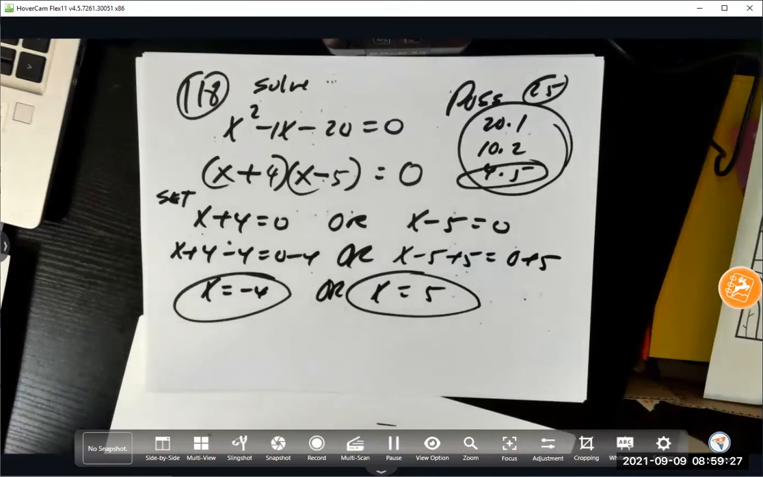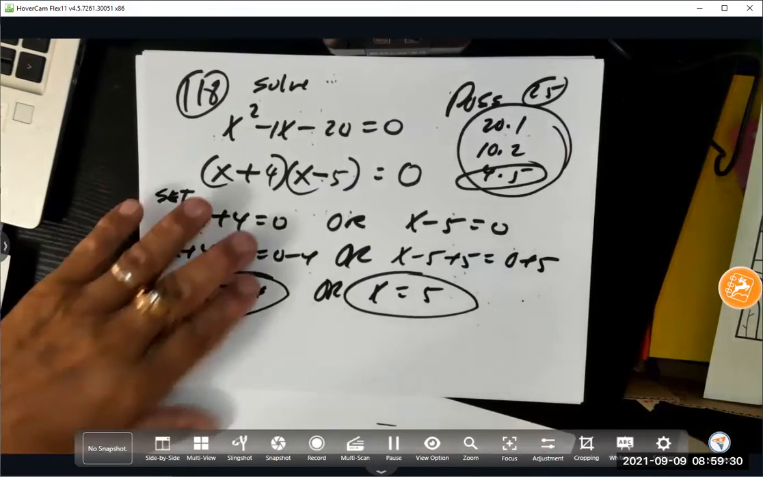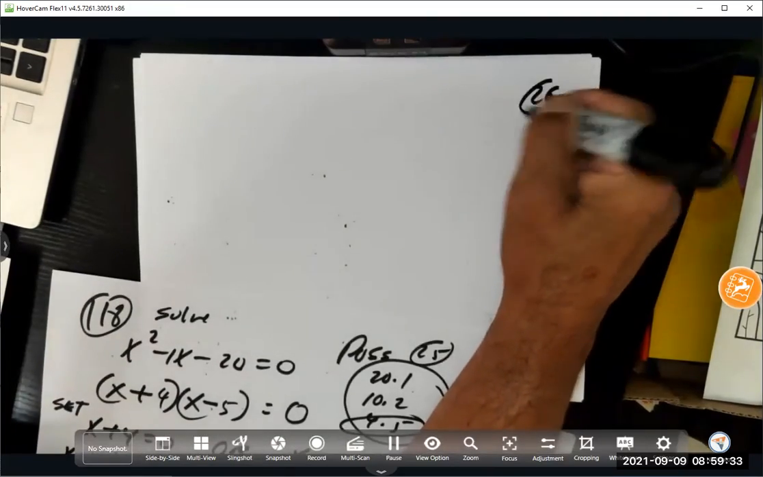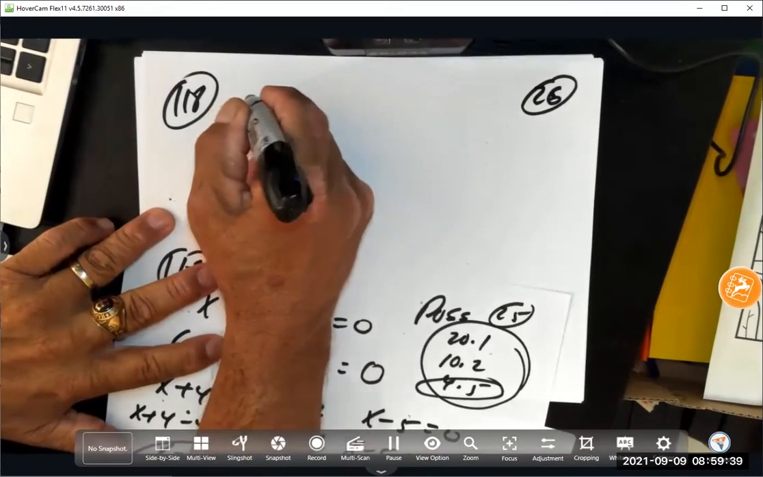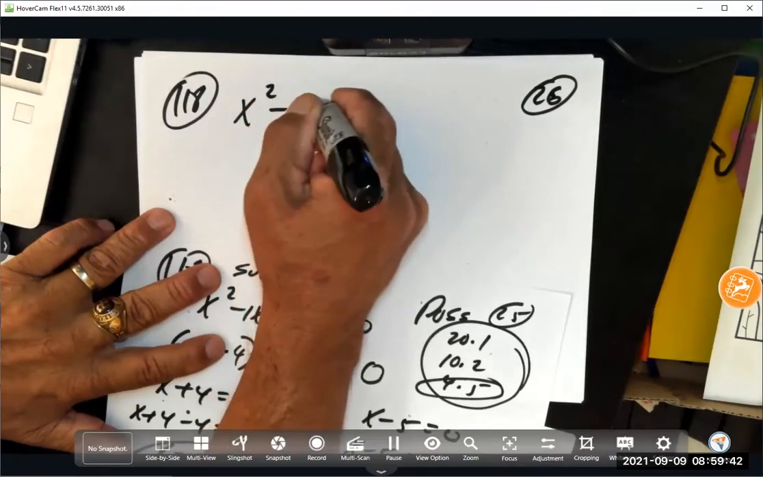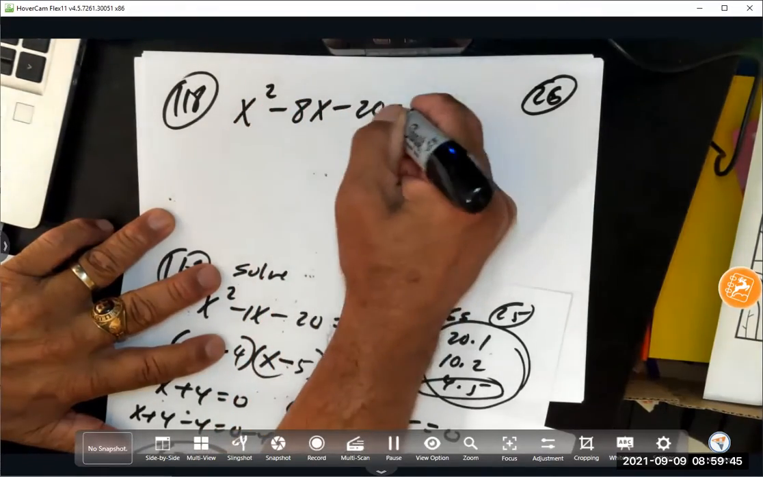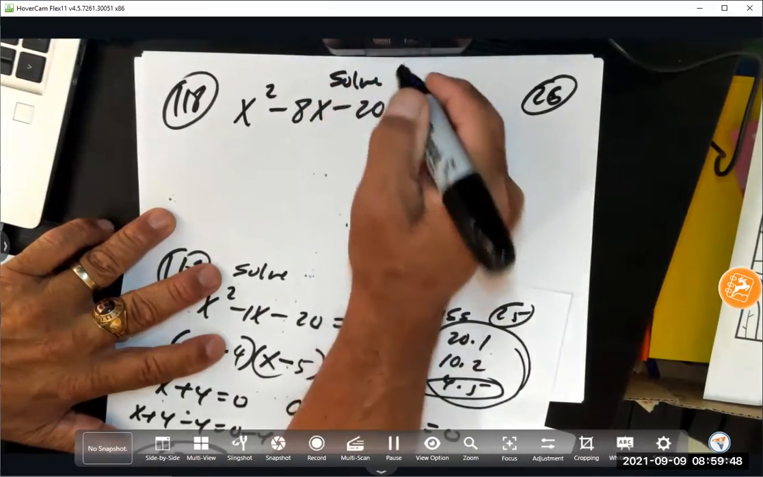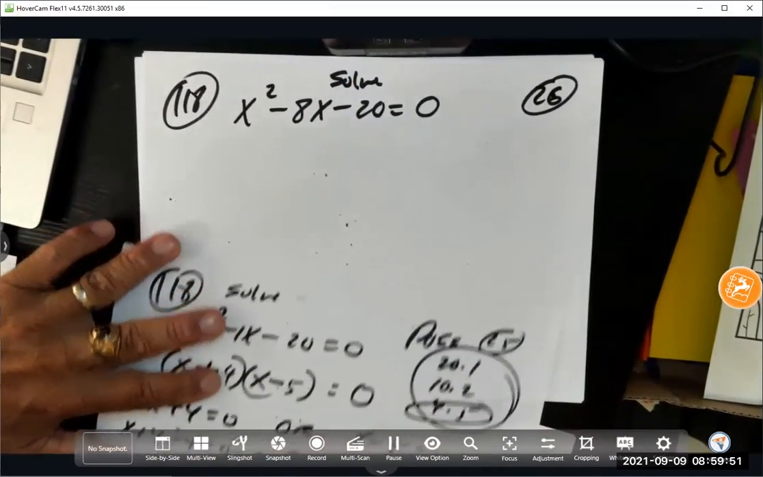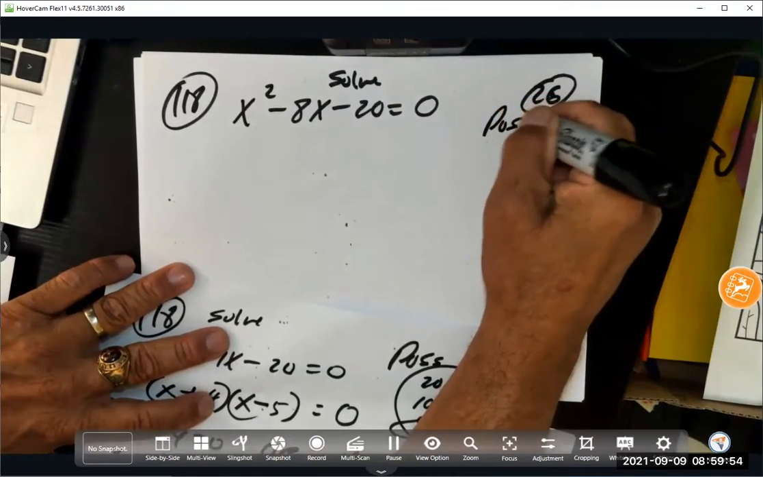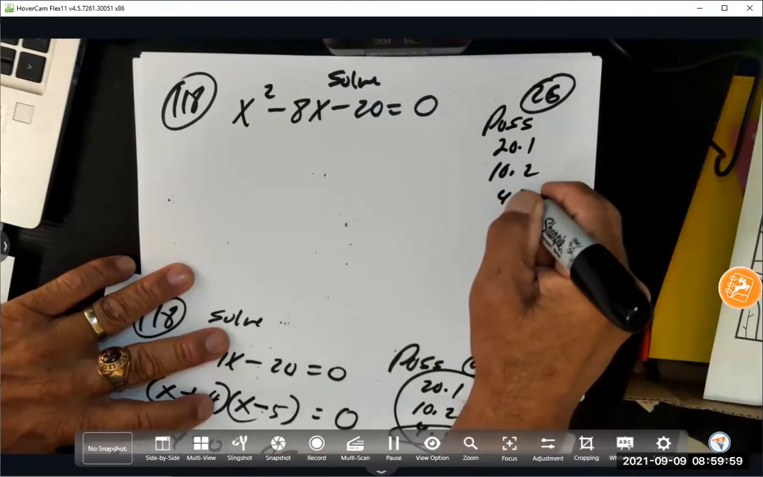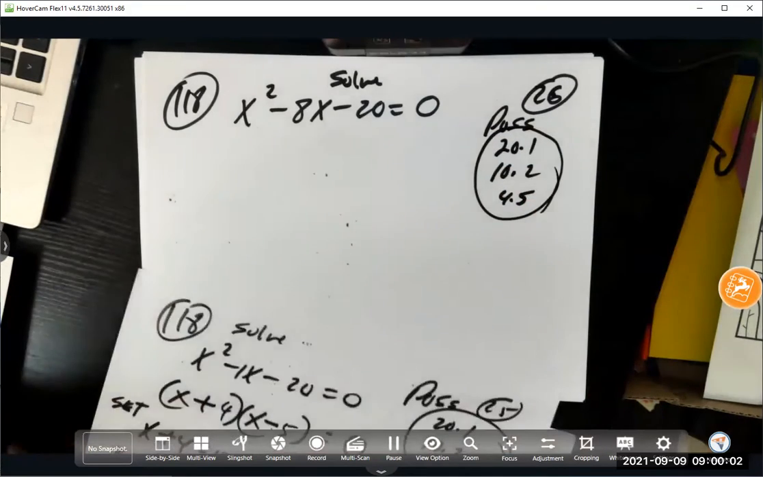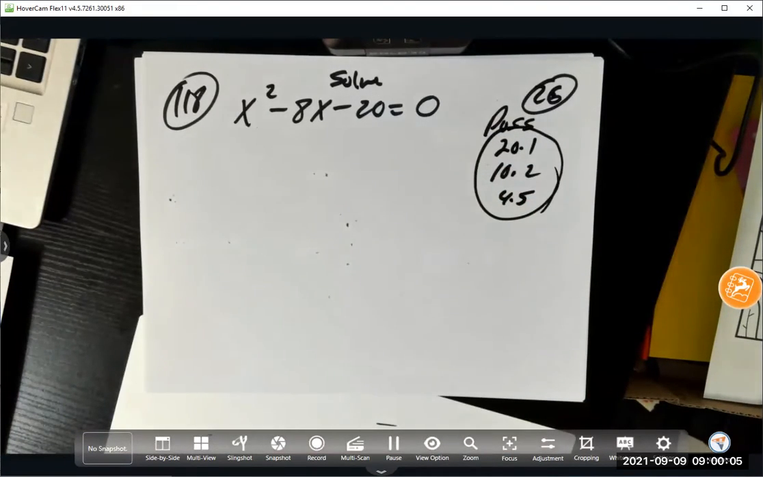Yes. Okay, let me do that one like this one. Same thing. I'm just gonna change the numbers, okay? The sign, so this is 118. All right, same kind of problem. I'm just gonna go x squared minus 8x minus 20 equals 0. So let's say solve this one. Okay, and the possible numbers are 20 times 1, 10 times 2, 4 times 5. All these are 20.